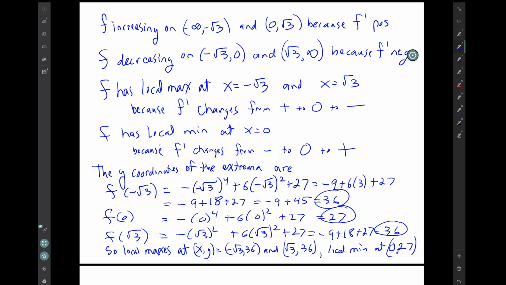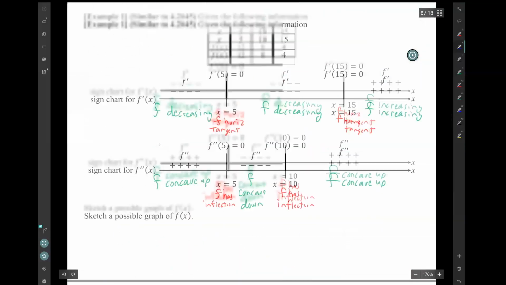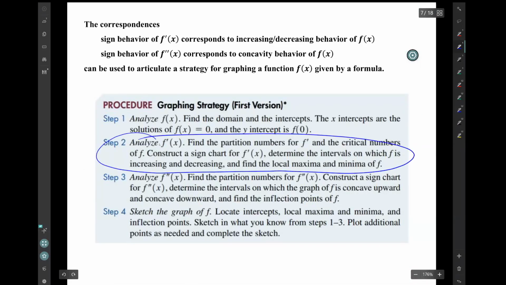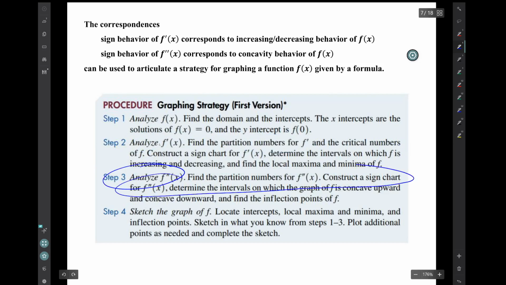So now in step 3, what do we do? Let's go back up and look. So we finished step 2. We analyzed f prime. We made a sign chart for f prime, and we found the intervals where f was increasing or decreasing. We found the local extrema. Now we have to find f double prime, make a sign chart for f double prime, and use it to get information about f.